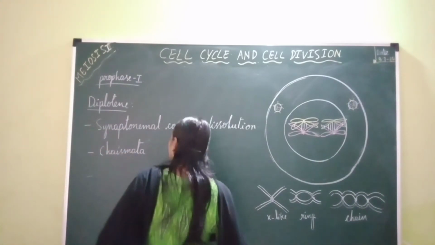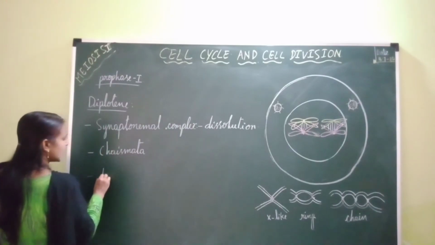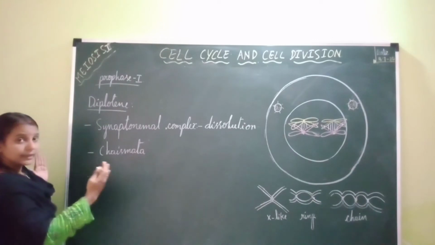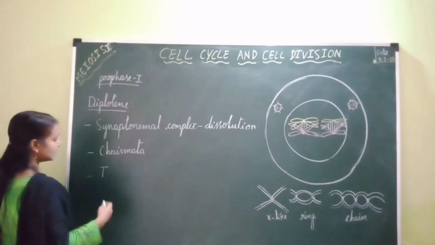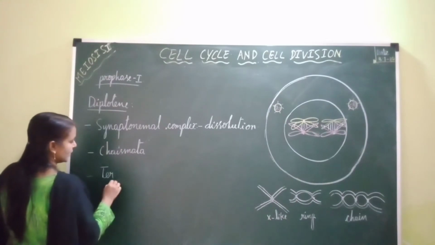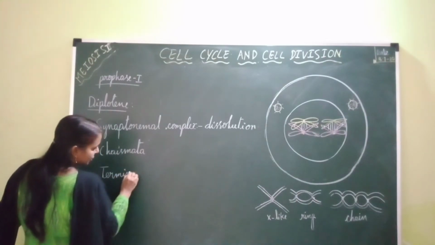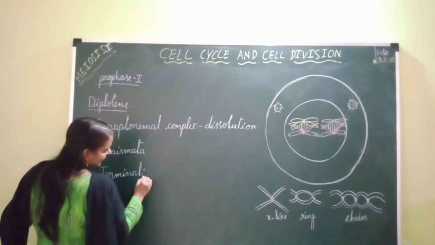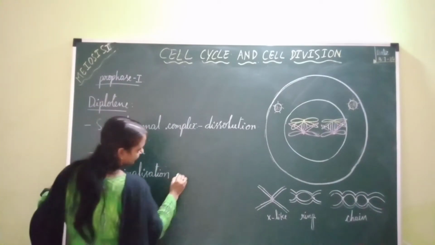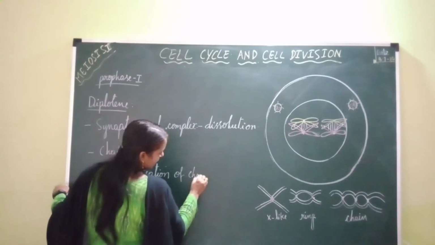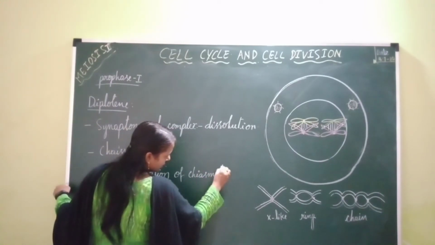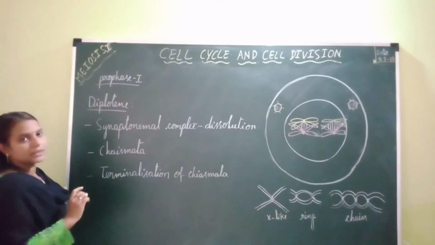So, this terminalization of chiasmata starts during Diplotene stage, but this terminalization will be completed by the end of Diakinesis, that is the next stage of Prophase-I. So, these are all the changes that occur inside the nucleus of the cell during this Diplotene stage.